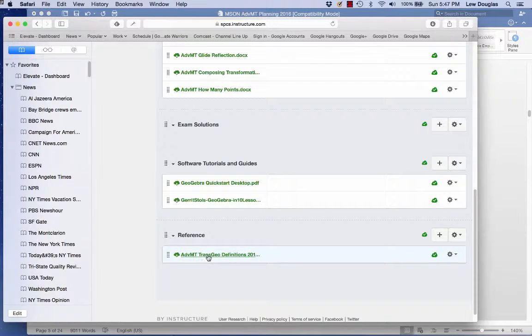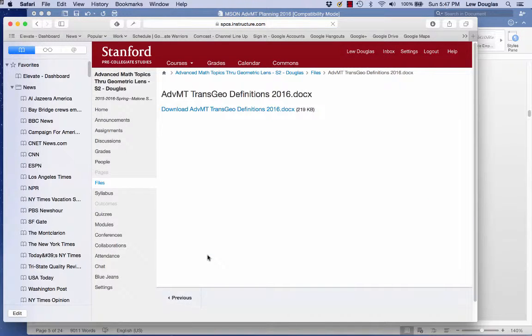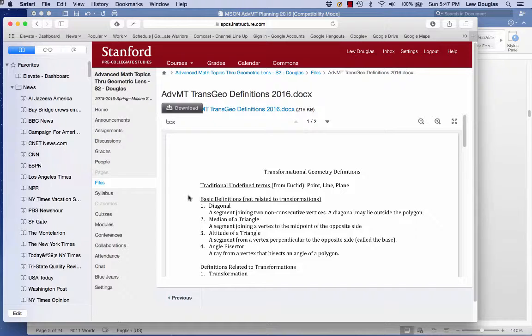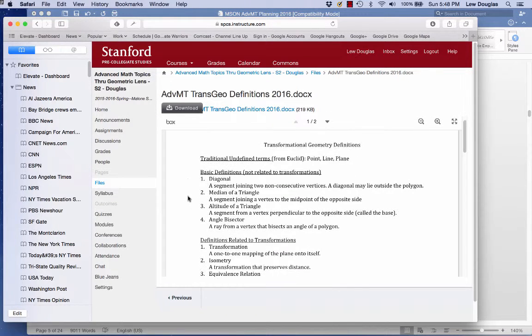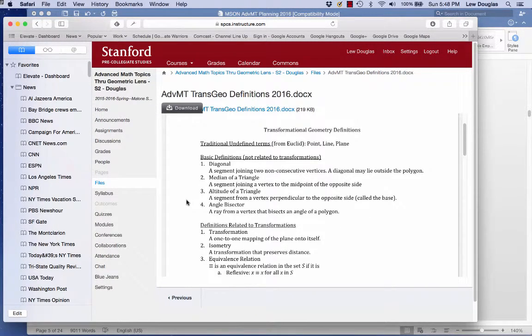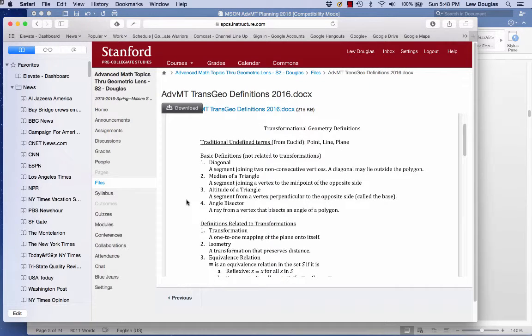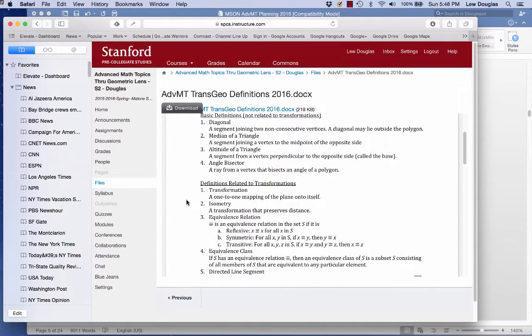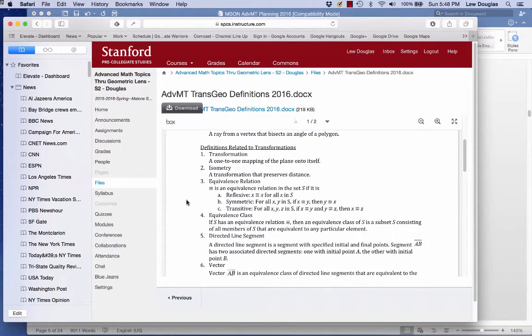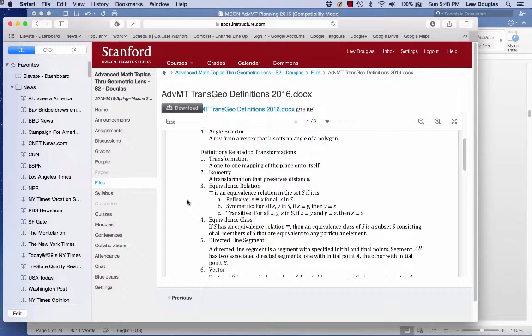And here is the document for definitions. I called it TransGeo definitions. I may just change the name to definitions because there'll be other kinds of definitions that we will want to look at. There are some beginning ones here, diagonal, altitude, all those, but the crucial ones, and just because they're short doesn't mean they're not important.